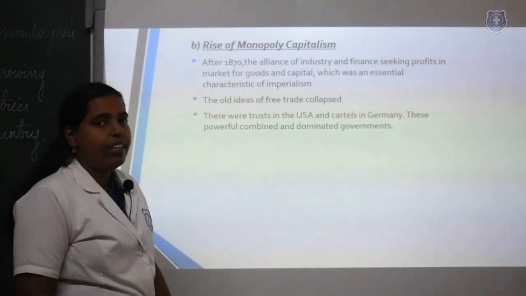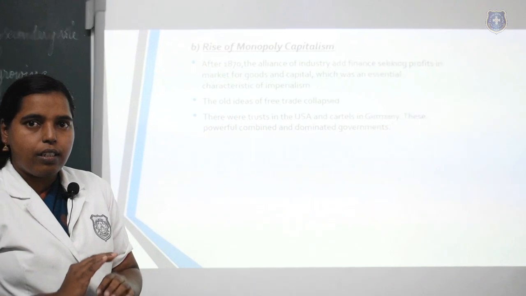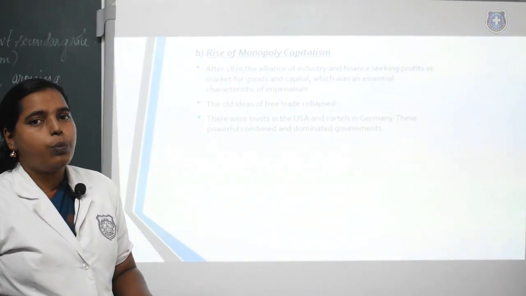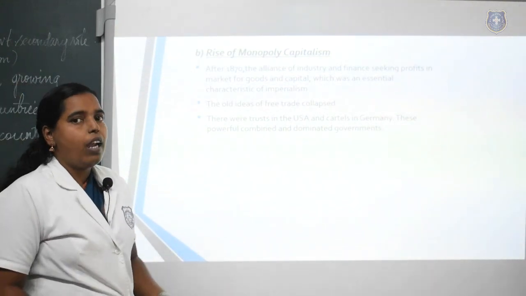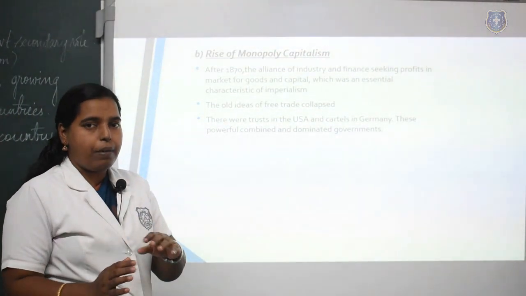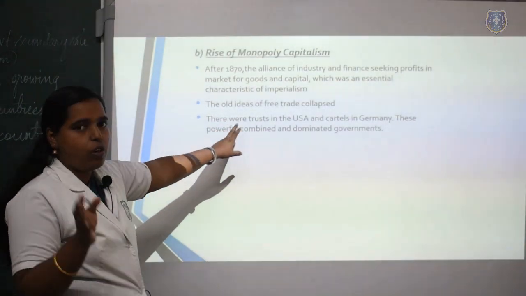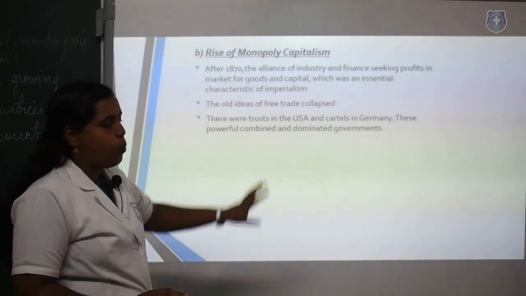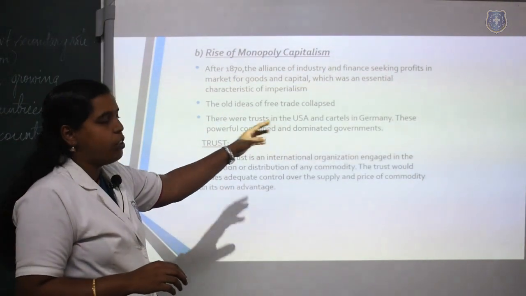The old ideas of free trade collapsed. Before capitalism entered world history, there was free trade. Everyone could trade with any country without any limitations, with a good purpose. But after capitalism, a selfish motive made one part of the agreement, the richer part, benefit a lot. So free trade collapsed. For their purpose, they completely collapsed free trade, and there was the trust in the USA. The USA continued with trusts, and Germany continued with cartels.